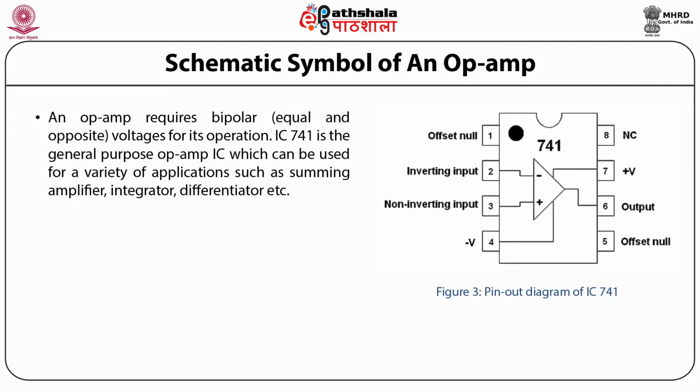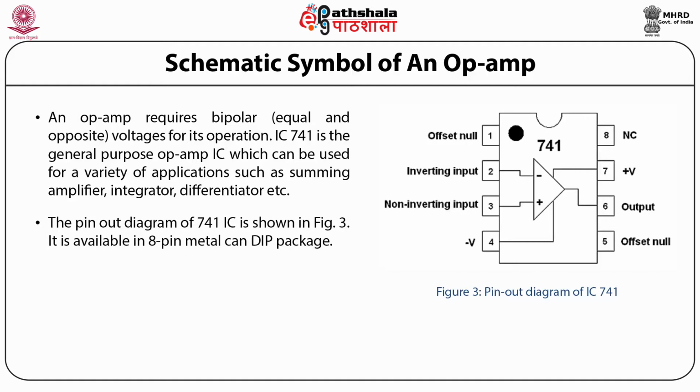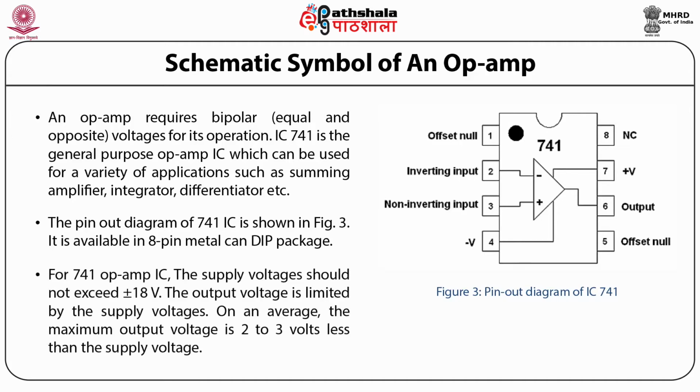IC741 is the general purpose op-amp IC which can be used for a variety of applications such as summing amplifier, integrator, differentiator, etc. The pinout diagram of 741 IC is shown in the figure. It can be seen that the IC is available in 8-pin metal can DIP package. For 741 op-amp IC, the supply voltages should not exceed plus minus 18 volt.